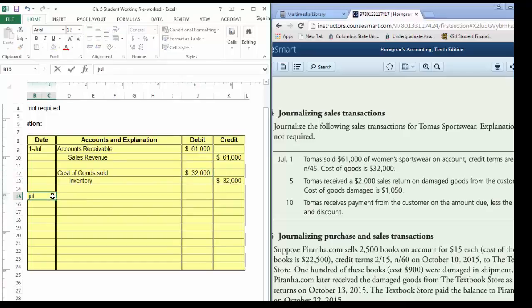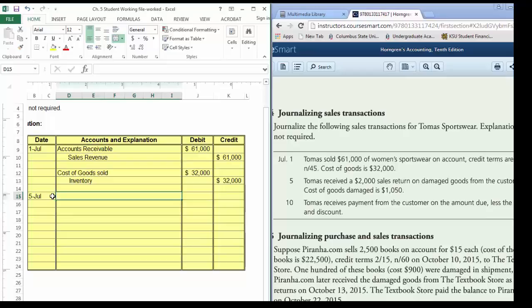All right. So now let's get to July 5th. It says Thomas received a $2,000 sales return on damaged goods from the customer, and the cost of the goods was $1,050. So now there was a return that I got because I'm the seller. So anytime we have a return, we have to make a reverse of the entries that we already did to record the sale. Okay, and there's always going to be two journal entries here as well.